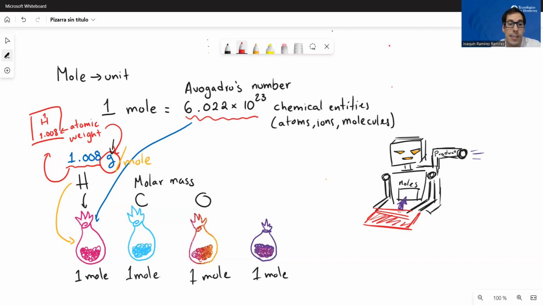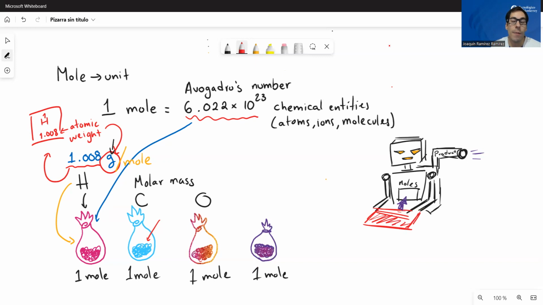But the difference is that each one of these bags will have a different mass, because think about it, each one of the atoms that's inside the bag is different. So hydrogen atoms are super light, super small, but carbon atoms are 12 times heavier than a hydrogen atom because they have more protons and neutrons, okay? And the oxygen is even heavier than the carbon and the hydrogen. So you have the same number of particles in each one of the bags, but the mass of each one of those bags is different.